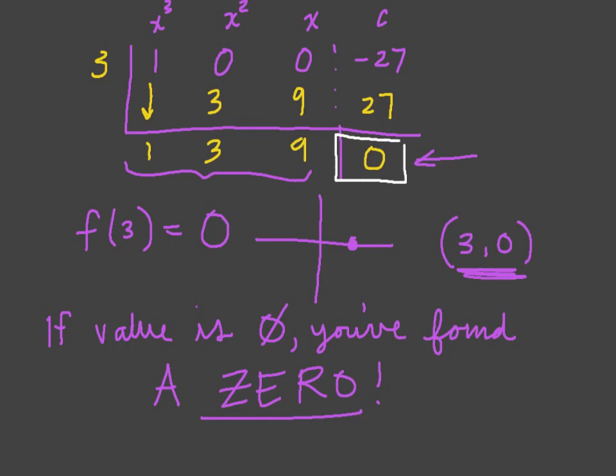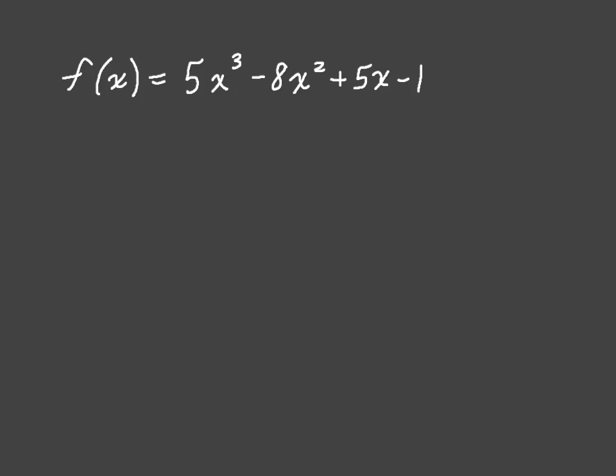So to fill in that blank in your notes, just in case that wasn't clear, synthetic substitution can also be used to find zeros of a function. And if you also want to write yourself a little note, that's when the y value is 0. That's when you're crossing the x-axis. So just to solidify these concepts, I've got a couple more examples for you guys.